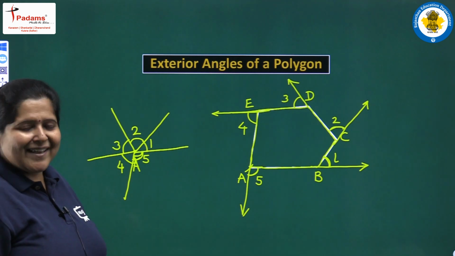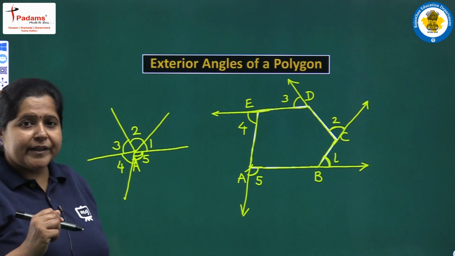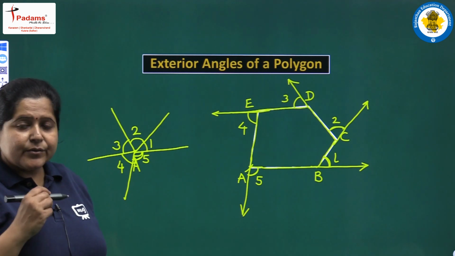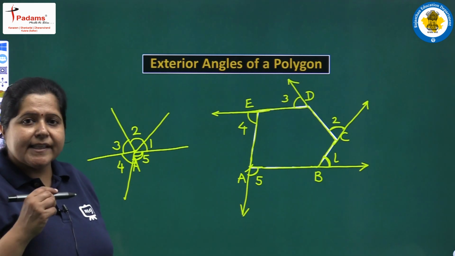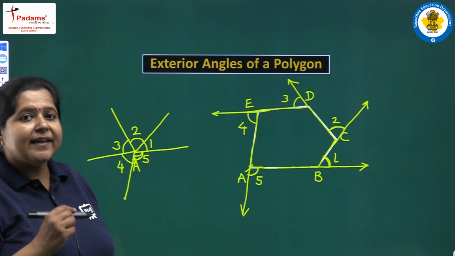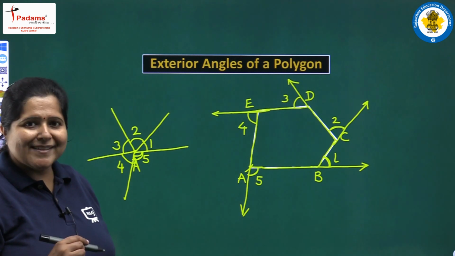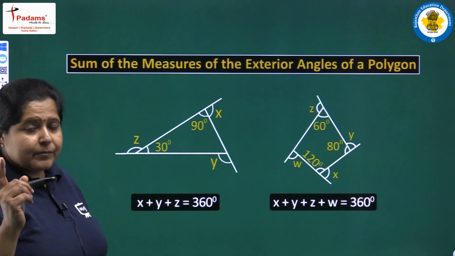Isn't it interesting? It is irrespective of the number of sides of a polygon, whether the sides are 3 or 4 or 5 or any number of sides. The sum of the exterior angles of a polygon will be 360 degree always. Clear to you?